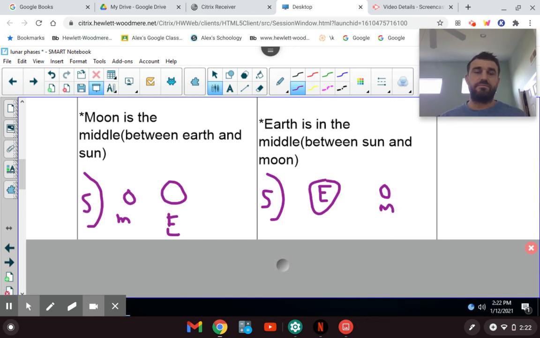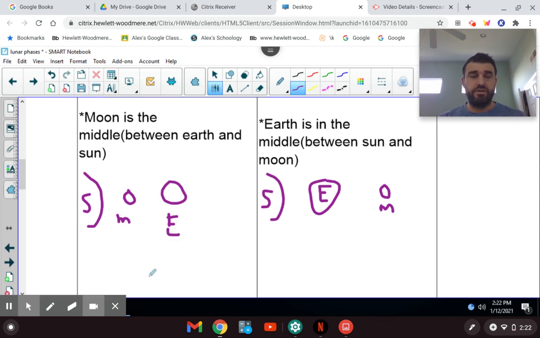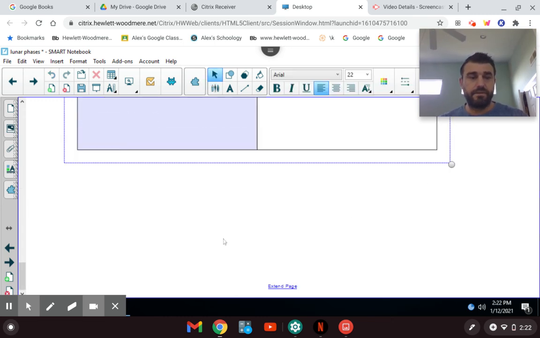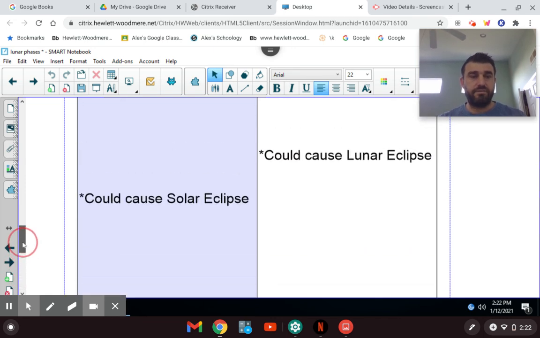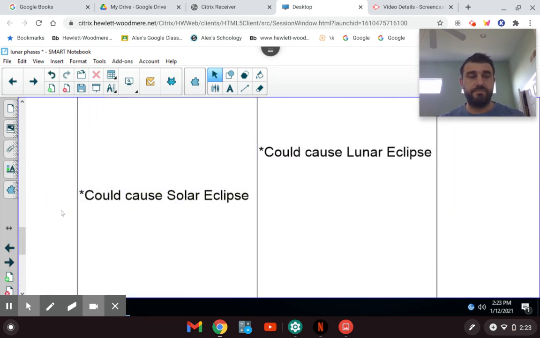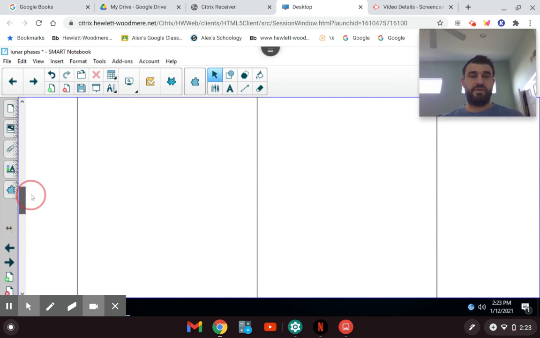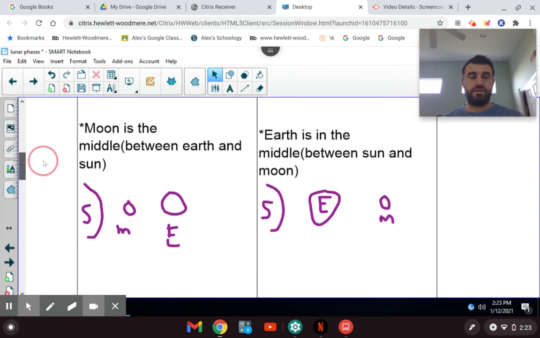All right. Now, later on, we're going to learn about eclipses. I'm just going to have you write them down now. Looking at the picture, if you look on the left here, it looks like the moon can block out the sun. If that happens, that's what we refer to as a solar eclipse. So the new moon could cause a solar eclipse. And the full moon could cause a lunar eclipse. I don't know why it got moved down so much.